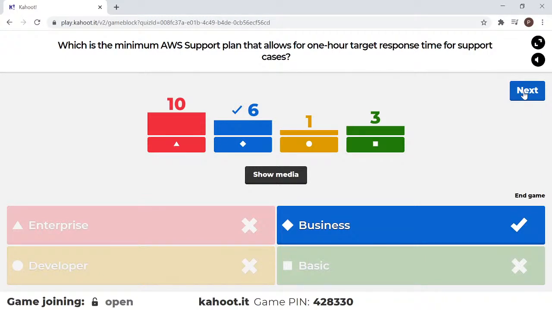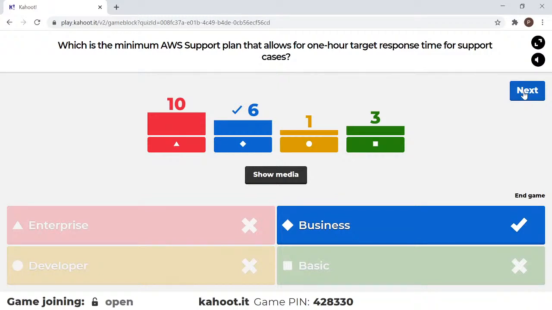Business is the right answer. That's the minimum AWS support plan that allows you a 1 hour target response time. Enterprise does give you a 15-minute window, but that is mainly for very critical issues. But with Business, you'll be able to get a 1 hour target response time.